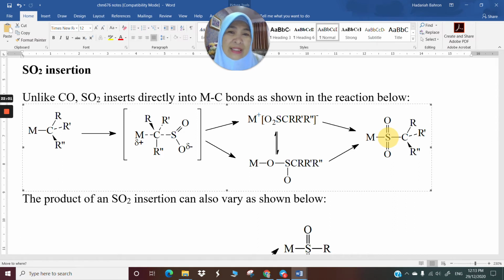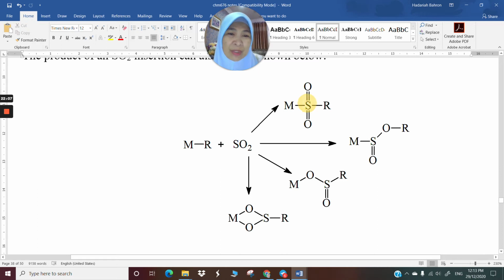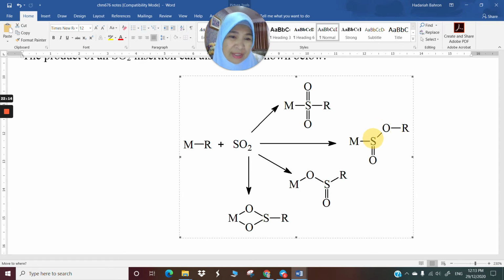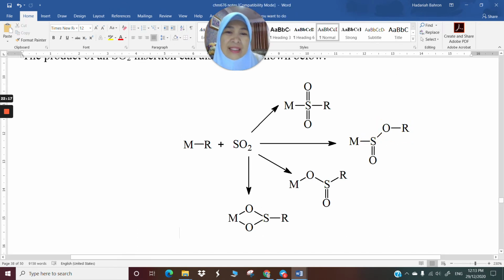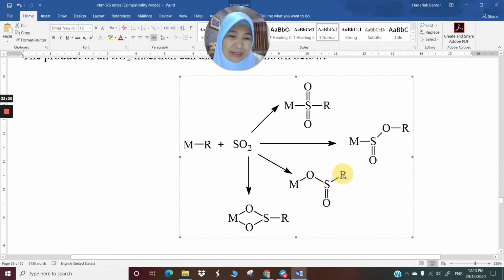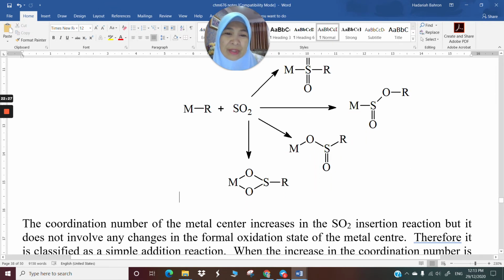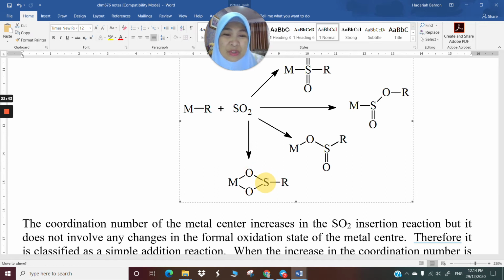But there are many other ways in which SO2 can insert itself between the metal to carbon bond. You can have a 1-1 insertion like I explained above. You can also have a 1-2 insertion. This is a 1-2 insertion. This is a 2-1 insertion. Or you can also have something weird happening: a 1-3 insertion, or rather a 1-2-3 insertion, because this is atom number 1, this is atom number 2, and this is atom number 3.